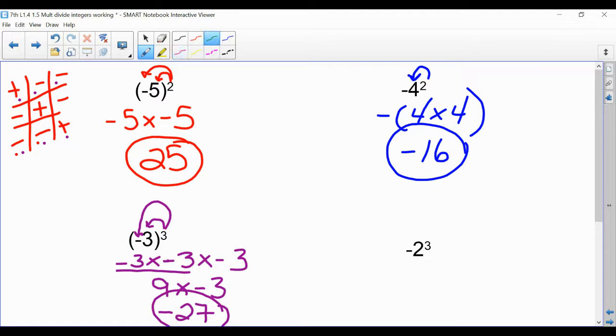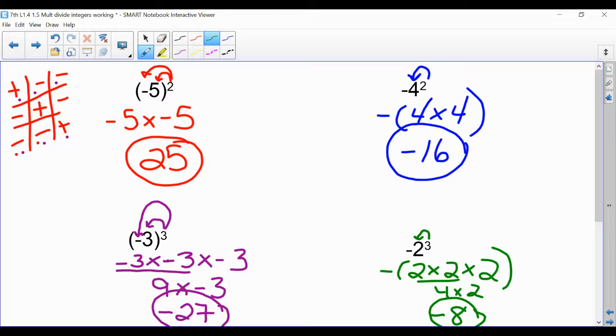And our last one over here is -2 to the power of 3. The exponent only applies to the 2. So we pull this negative sign out front, and we're multiplying 2 3 times, or 2 times 2 times 2. 2 times 2 is 4. And then 4 times 2 is 8. And we bring this negative sign back down. So our final answer for this one is -8.